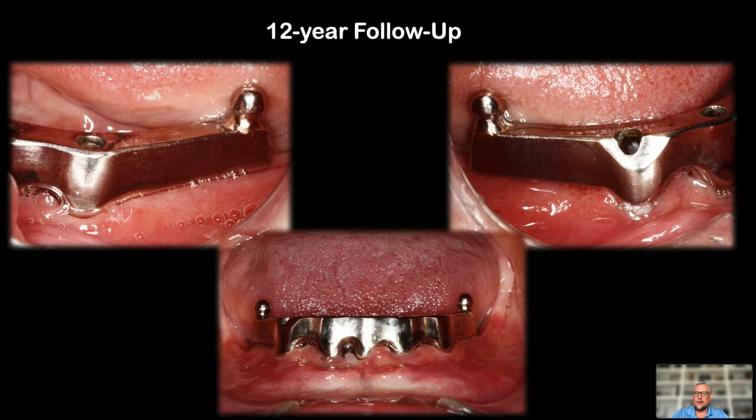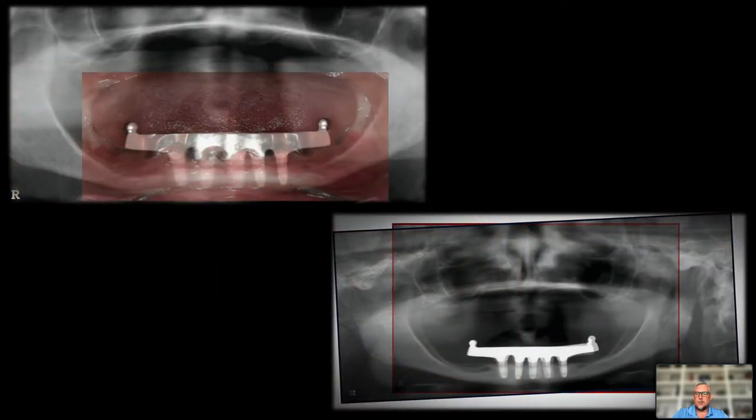And we were very fortunate to do a 12-year follow-up on one of our patients. These are the actual clinical photos. And we can superimpose the photos on radiographs as well. And what we can conclude is that it's very predictable, very successful.